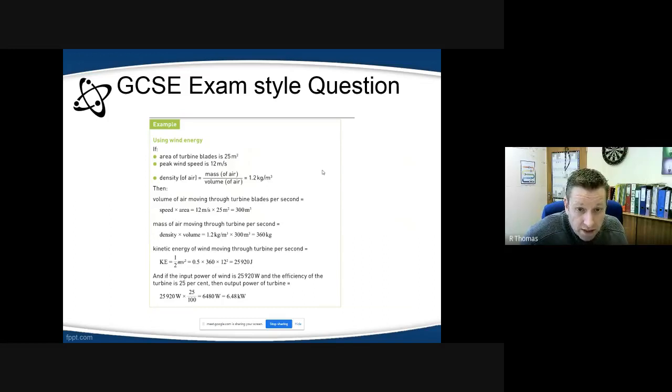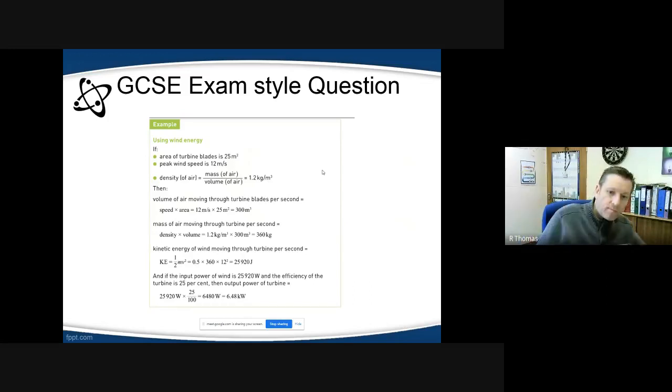If we know the area of the blades and we know the speed of the wind, we can work out the volume of air moving through the turbine per second by multiplying the speed, which is in meters per second, by the area of each blade. So that's why they've done the 25 times 12 there. That's 300 cubic meters, a volume of air going through every second. Because now we know the volume and we know the density of air, we can work out the mass of air going through the turbine, which is a very, very impressive 360 kilograms of air going through that wind turbine every second.